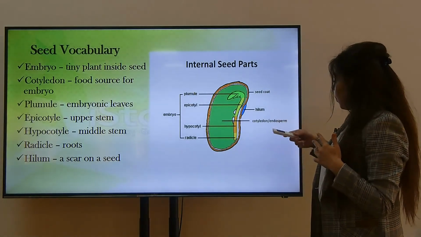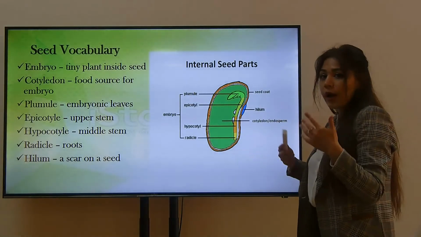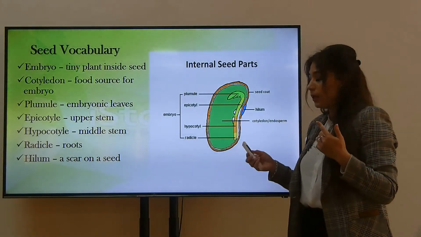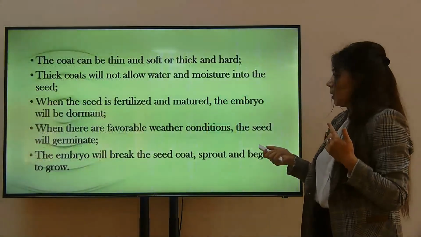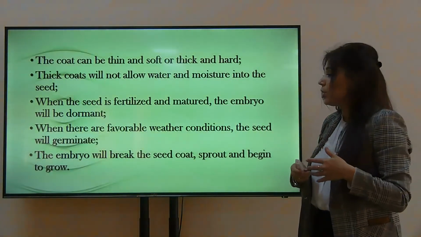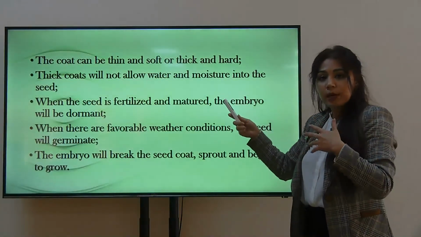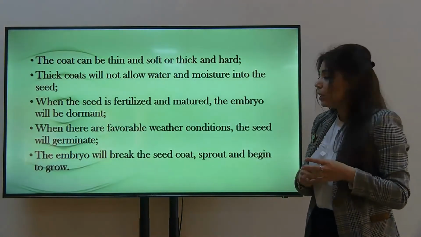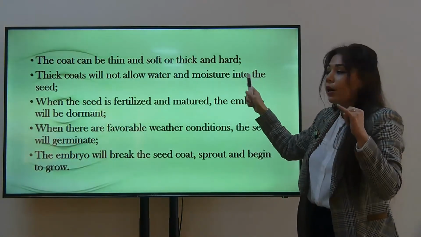Another word given here is hilum. It's also unknown for you. And hilum means a scar on a seed. Now here is also additional information, factual information, I mean. Let me read one by one, and then we'll understand. The coat can be thin, soft, thick, and hard.